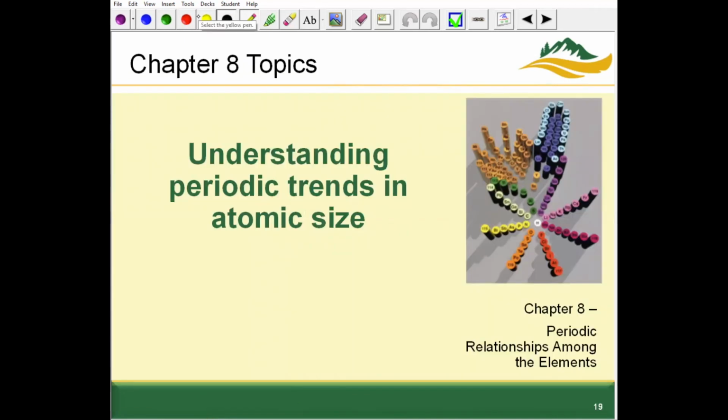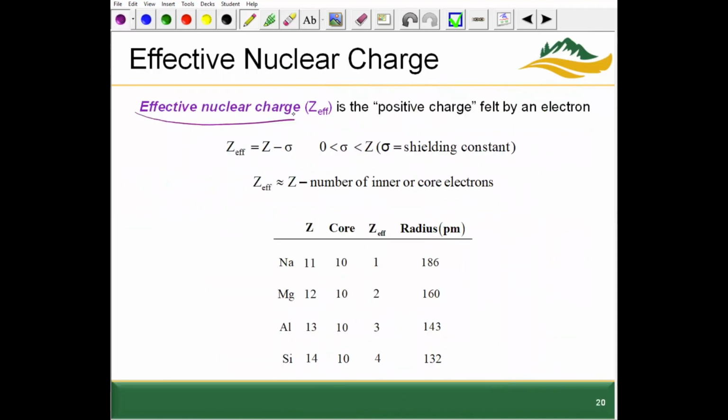Then the next topic is understanding periodic trends in atomic size. To get to this trend, we need to talk about the effective nuclear charge, represented by Zeff. This effective nuclear charge is the positive charge felt by an electron. What sort of positive charge do electrons feel? Well, here's a hint: nuclear.